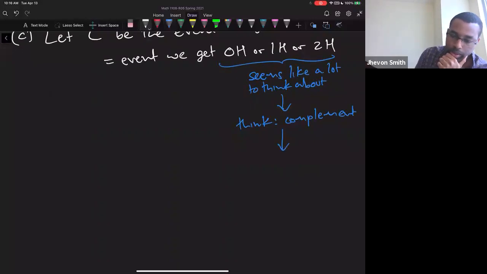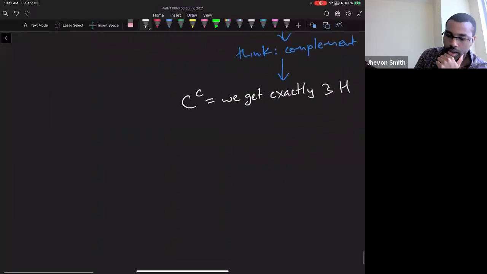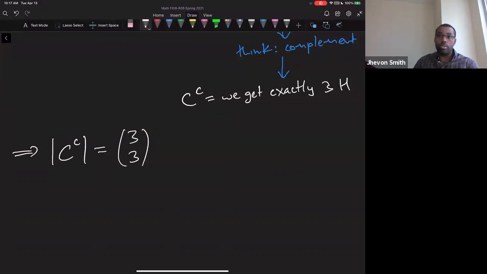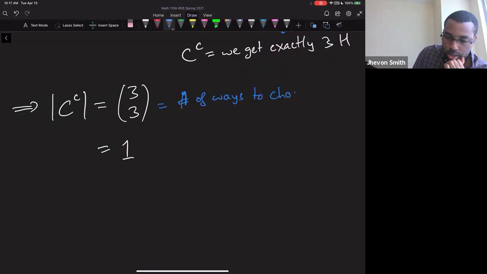And that leads us to the fact that C complement means we get exactly 3 heads. And in which case, this means that the size of C complement is 3 choose 3. You have 3 positions to choose, all 3 of them. This is actually going to be 1, which makes sense. Number of ways to choose 3 spots out of 3 spots without order.